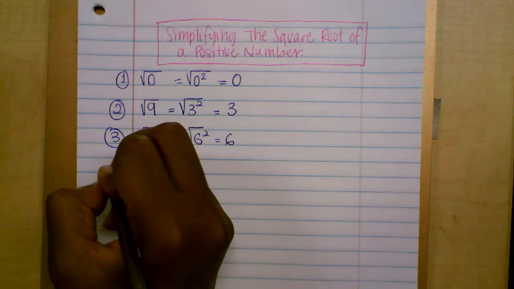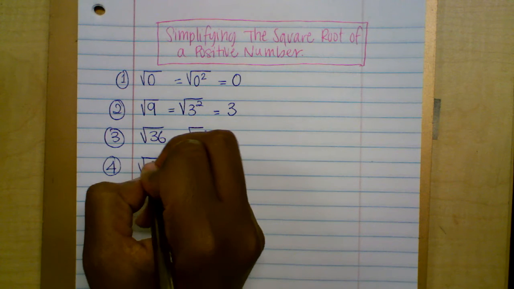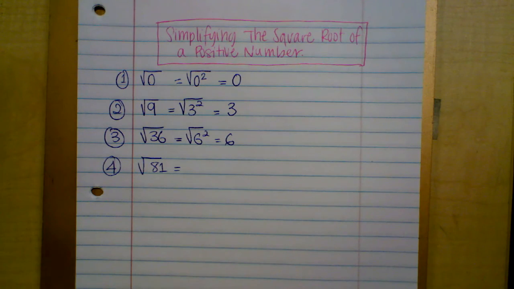Number 4 is, what is the square root of 81? What number do I multiply by itself to get 81?